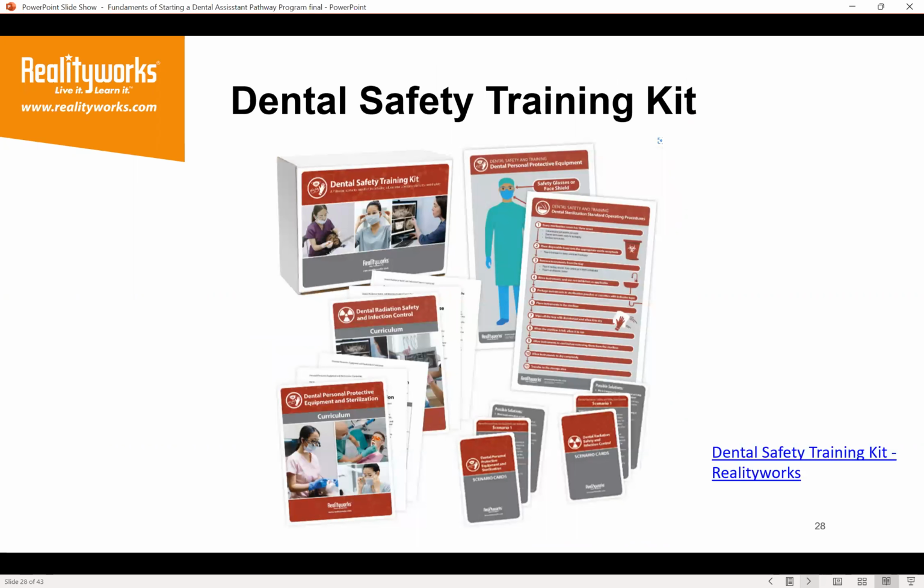And then our third new dental product is the dental safety training kit. And there's really two distinct portions to this. You've got one part that is teaching all about personal protective equipment and sterilization. And then you've got another part that's teaching all about dental radiation safety and infection control. And again, we're using scenario-based learning with scenario cards and lesson plans to put students in all sorts of different situations where they have to problem solve and identify and solve things all around dental safety.